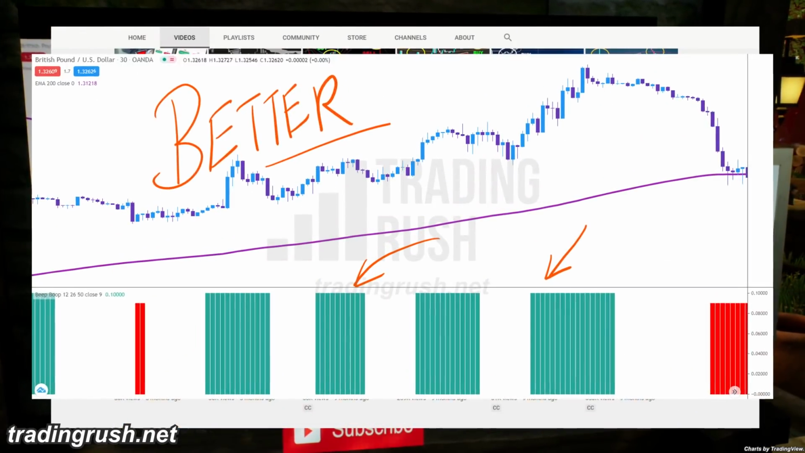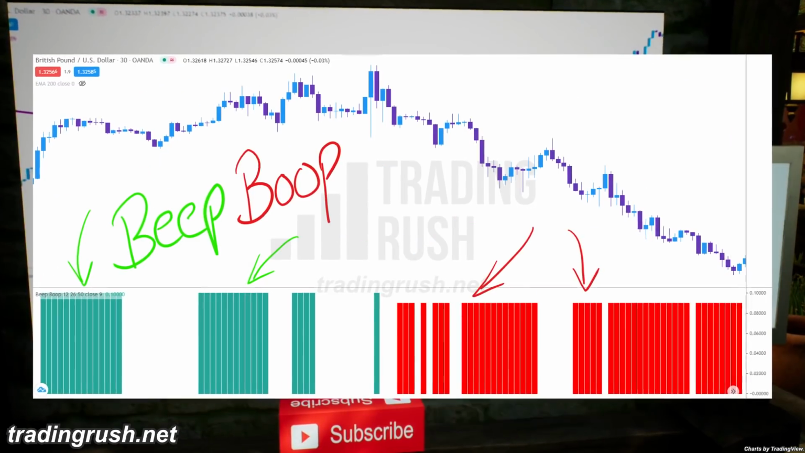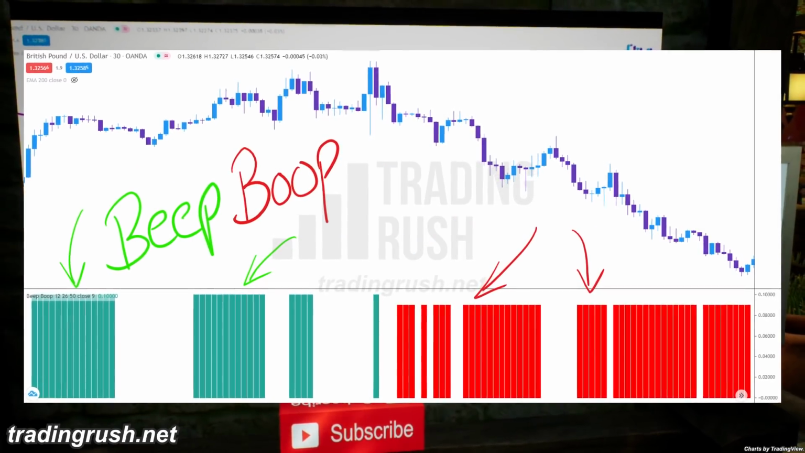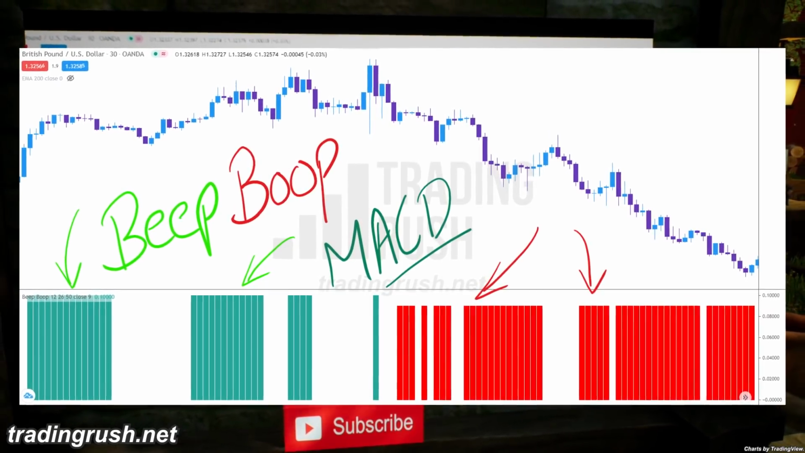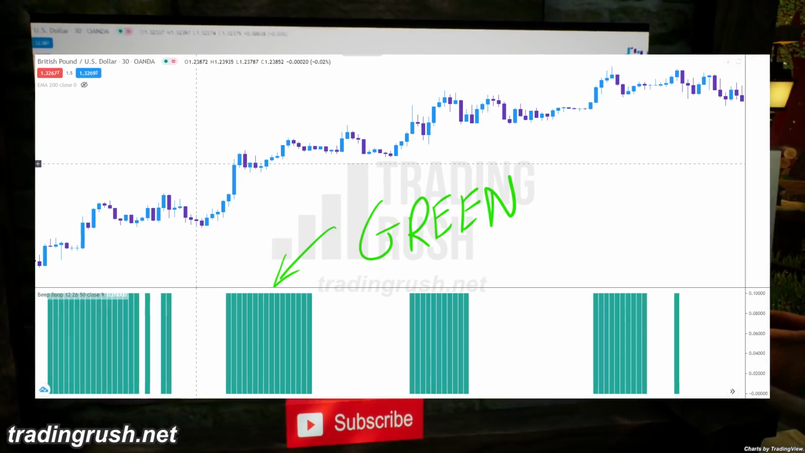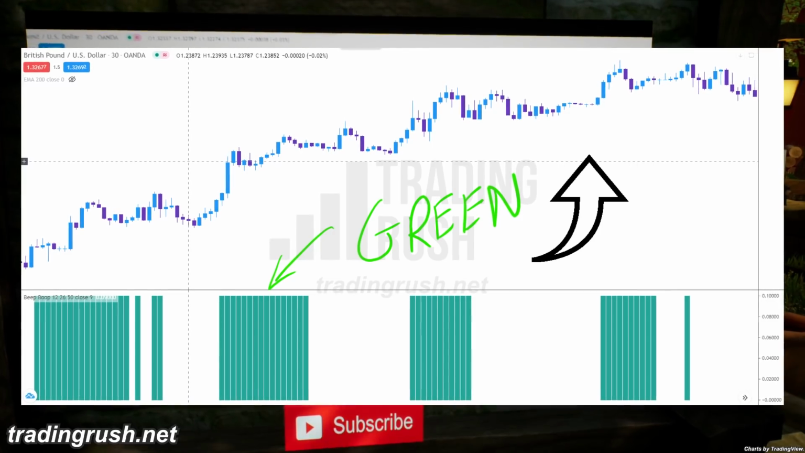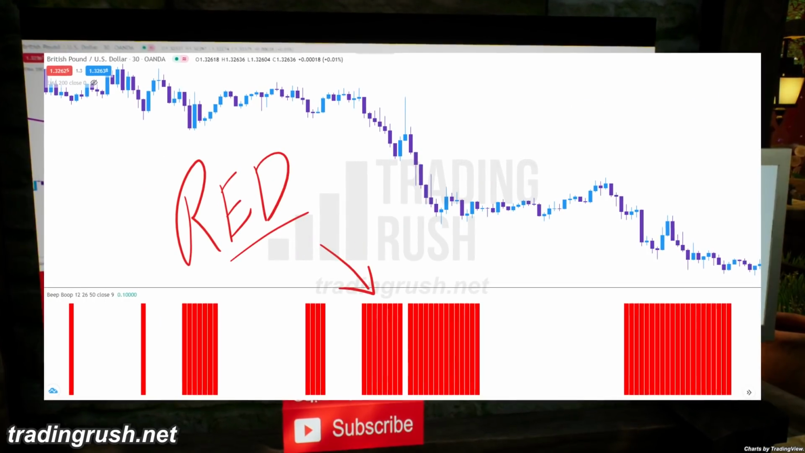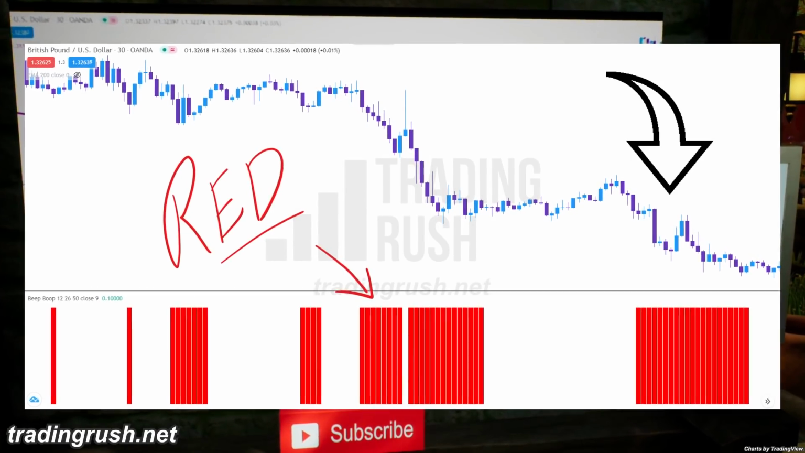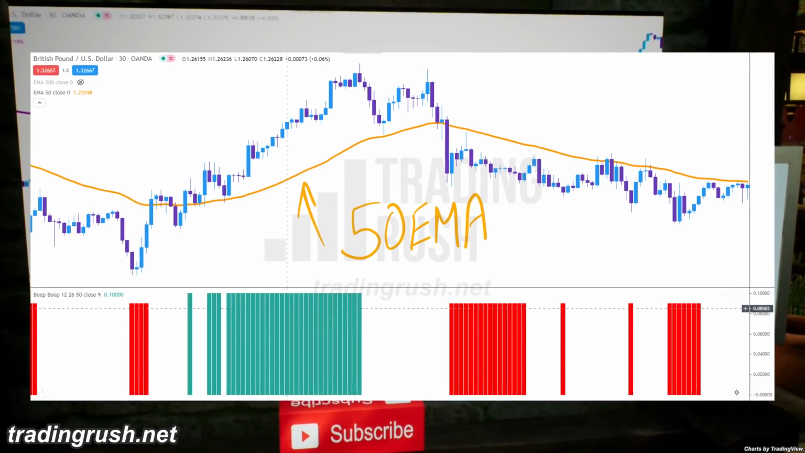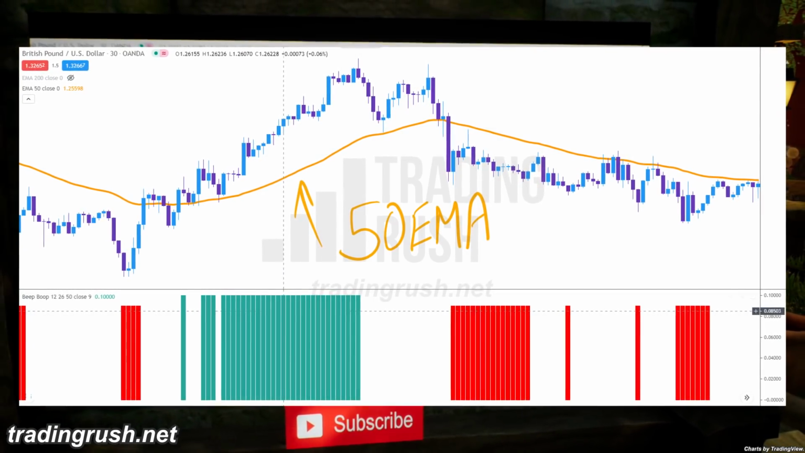Since the last video, I have improved the Beep Boop indicator even more. This is how the Beep Boop indicator looks like on TradingView. It is based on the MACD indicator and comes with green and red bars. When a green bar appears on the Beep Boop indicator, it indicates a buying pressure. When a red bar appears, it indicates a selling pressure. Furthermore, the Beep Boop indicator uses a 50-period exponential moving average to calculate its values.